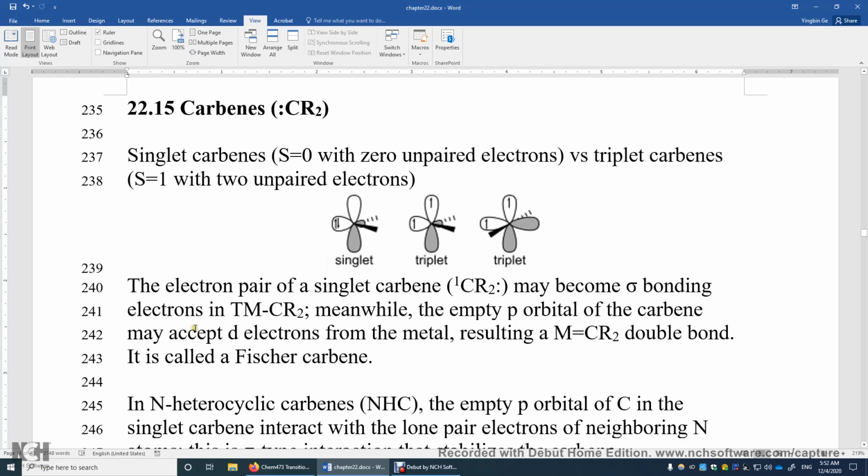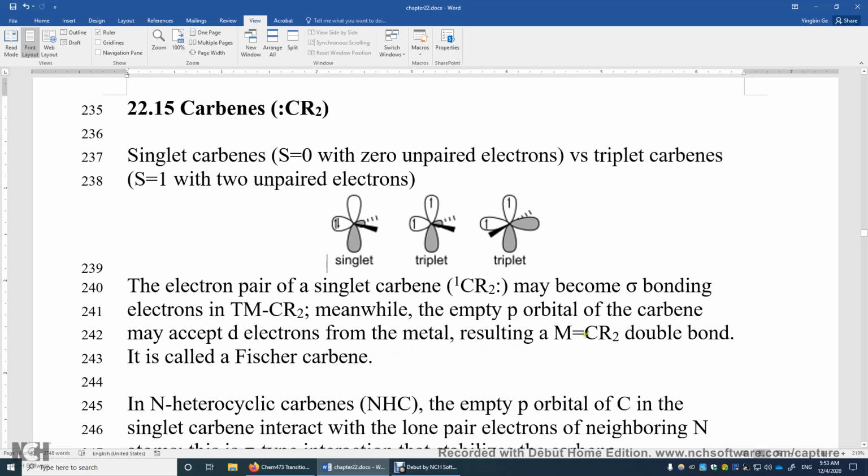Now let's get back to this singlet carbene. The electron pair over here may become the sigma bonding electrons in a transition metal complex. Meanwhile, if you look at this carbene structure, it has an empty p orbital here, which can accept the electrons from the metal. That results in a double bond between the metal and the carbene, and this is very stable. This is called a Fischer carbene.